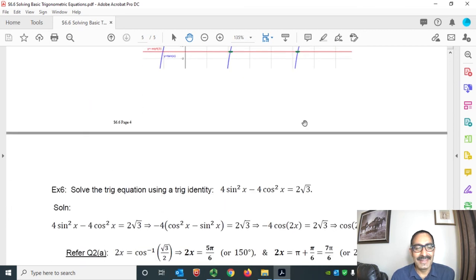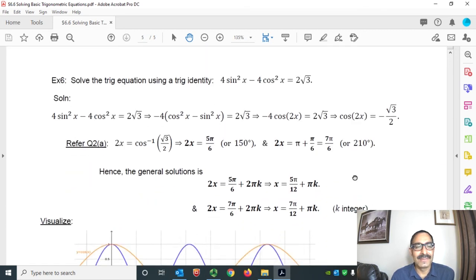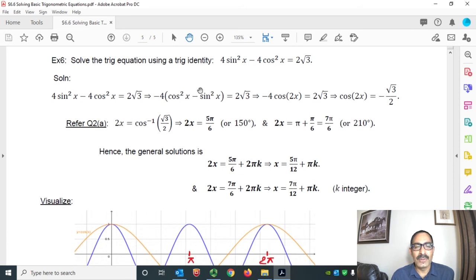Let's move on. Let's do example 6. Solve the trig equation using a trig identity. The given trig equation is 4 times sine square x minus 4 times cosine square x equals 2 times radical 3. Beginning the solution, I copied the equation as it is. Then here I factor negative 4 out, and the remaining terms are cosine square x minus sine square x, because I pulled the minus out, so this term is first and this term is second, equals the right hand side as it is.